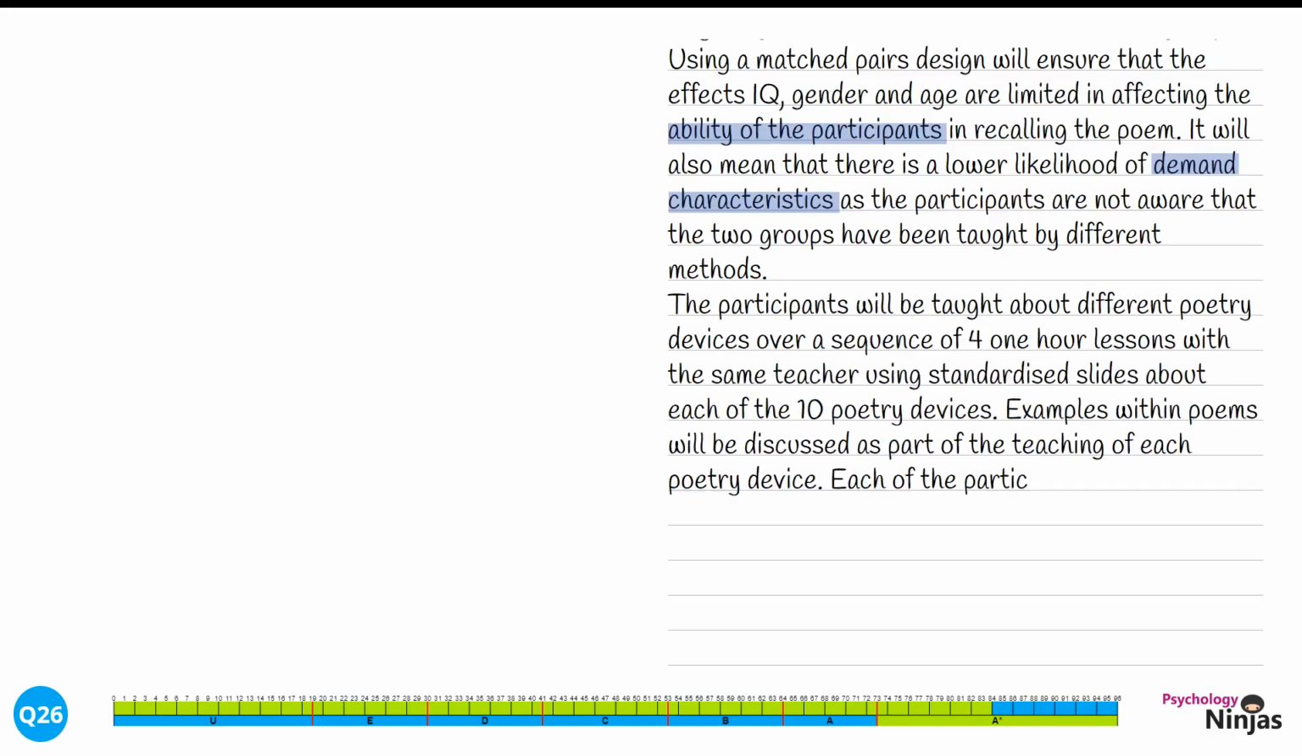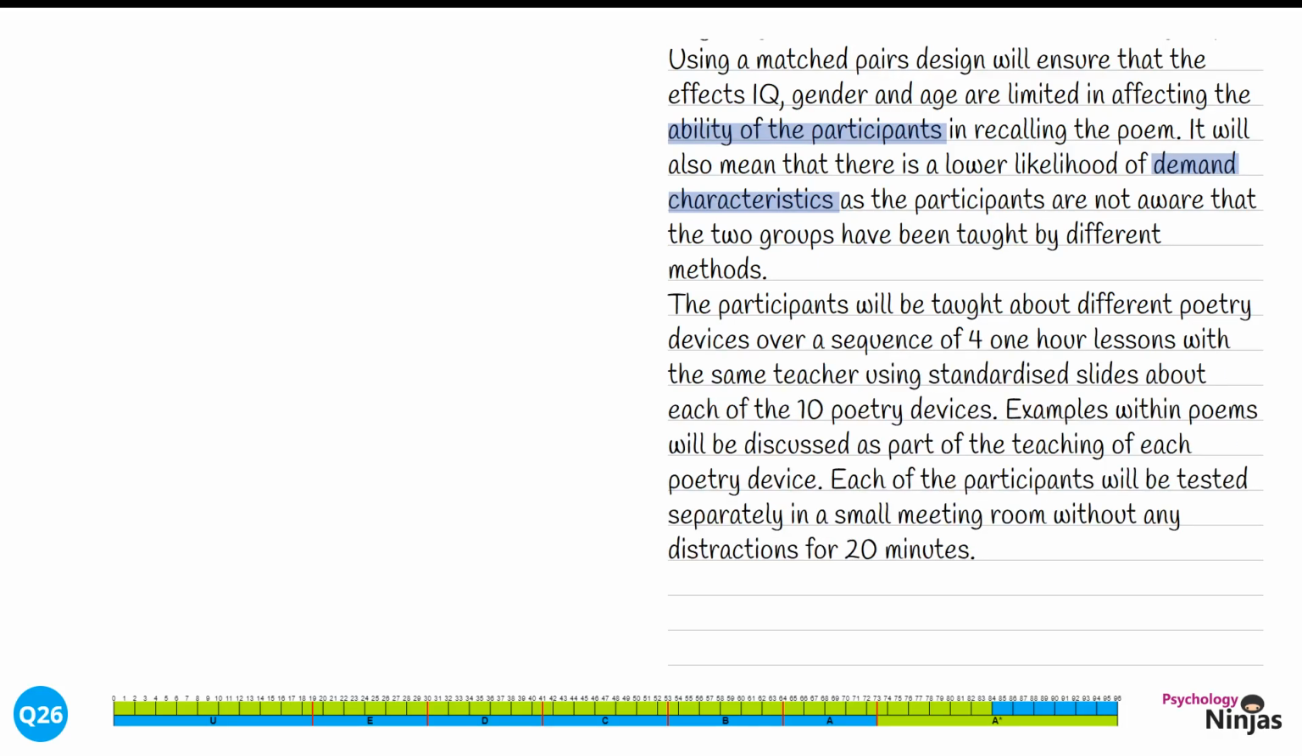The participants will be taught about different poetry devices over a sequence of 4 one-hour lessons with the same teacher, using standardised slides about each of the 10 poetry devices. Examples within poems will be discussed as part of the teaching of each poetry device. Each of the participants will be tested separately in a small meeting room without any distractions for 20 minutes.